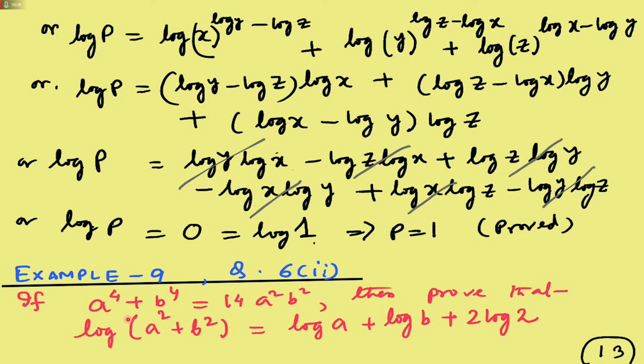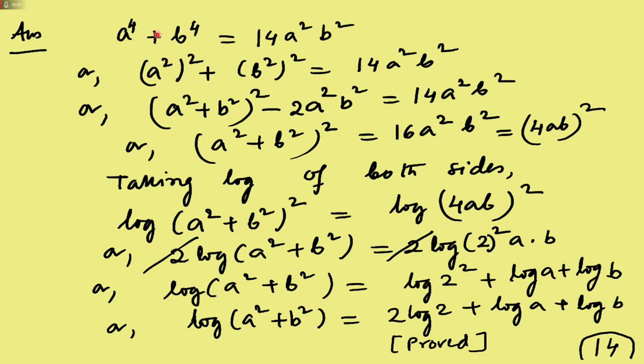Now example 9. This is question number 6 of 2. What is the problem there? a to the power 4 plus b to the power 4 is equal to 14a square b square. This is given in your book. Then prove that log of (a square plus b square) is nothing but log a plus log b plus 2 log 2. We have to start the problem with this given relation. Okay. So I am writing this here. a to the power 4 plus b to the power 4 is nothing but 14a square b square.